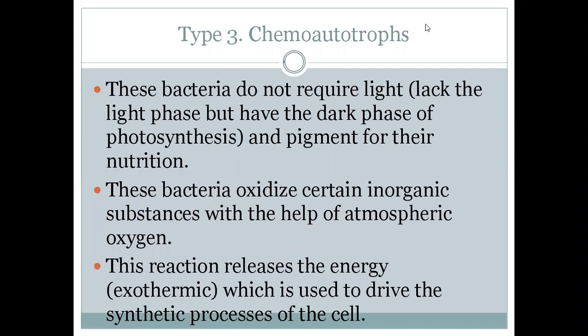Now, third category is Chemoautotrophs. These bacteria do not require light. As the term chemo is there, chemicals are being utilized and photo is not there. They are not able to absorb light. So they lack the light phase but have the dark phase of photosynthesis. We know that photosynthesis is having two phases. One is light phase and the other one is dark phase. So in these organisms, we can see the dark phase but light phase is lacking.